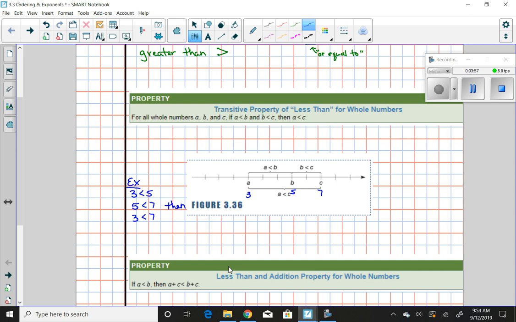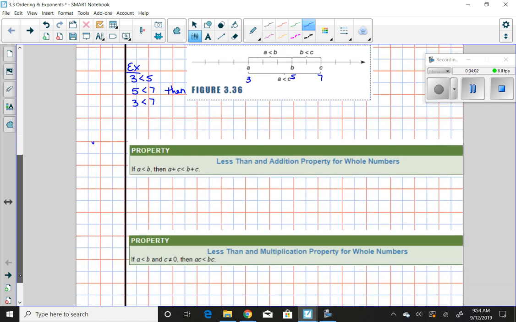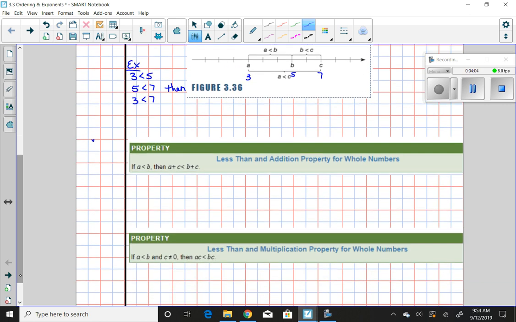All right, less than, again, it also works for greater than, and the addition property. So if A is less than B, then A plus C is less than B plus C. All right, let's draw a number line. If A is less than B, then A plus C is less than B plus C.